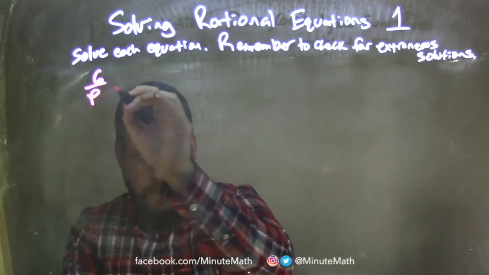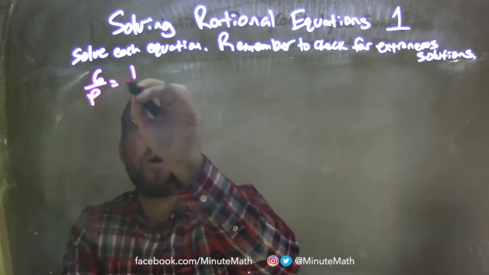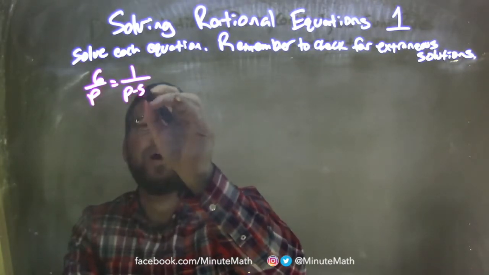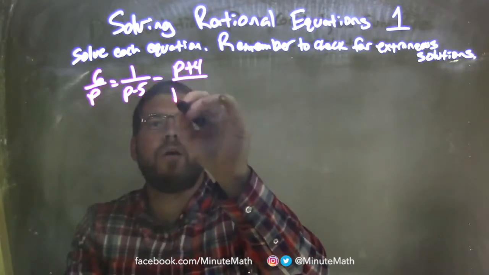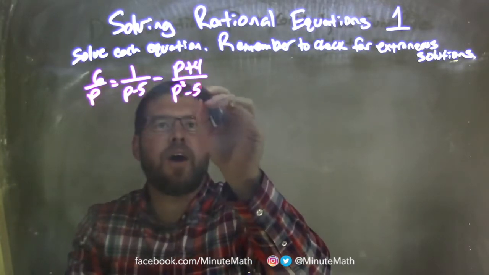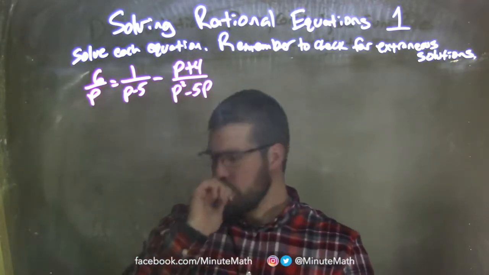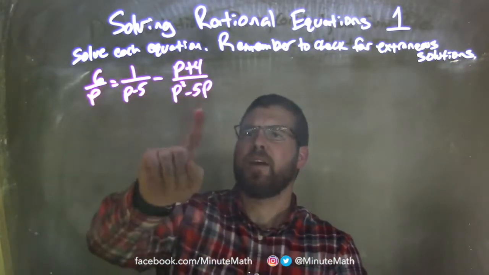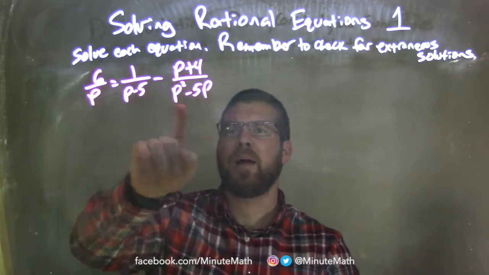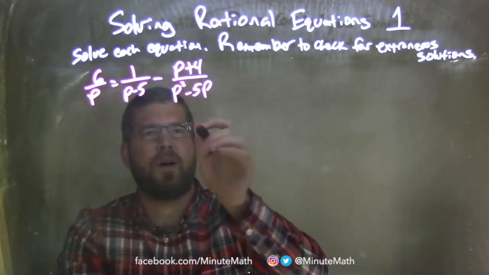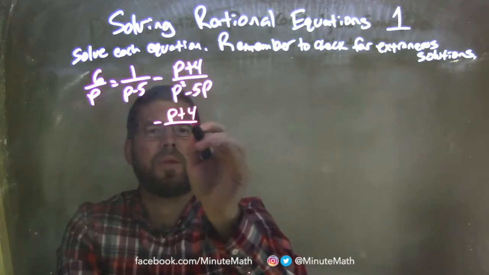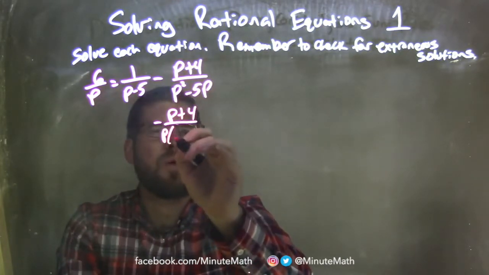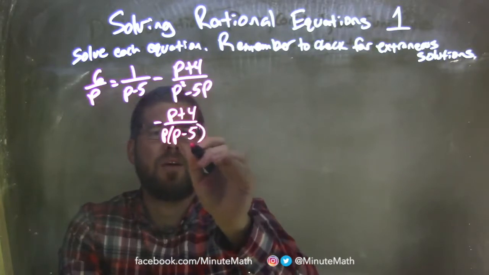6 over p equals 1 over p minus 5 minus p plus 4 over p squared minus 5p. Okay, well, what I'm going to do here is I need to see how can I combine these two? And I see that p squared minus 5p, I think I could factor that out. So I have p plus 4 over there over, if I just pull out a p, I have p minus 5 there, right?